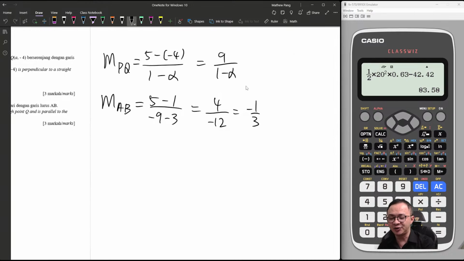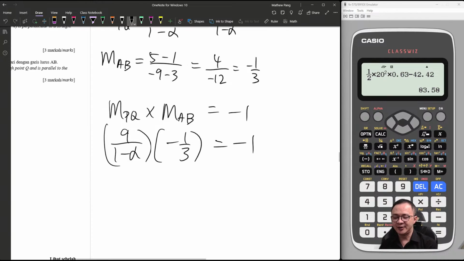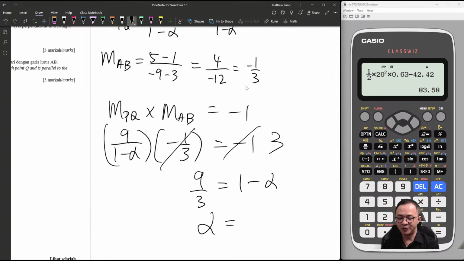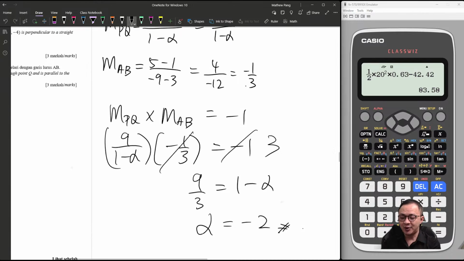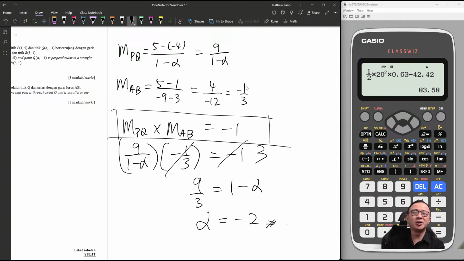Since they are perpendicular to each other, gradient PQ multiplied by gradient AB must equal negative 1. So this is 9 over 1 minus alpha multiplied by negative 1 over 3 equals negative 1. Then I move this to the other side, I get 3. So 9 divided by 3 equals 1 minus alpha. So alpha will equal 1 minus 3, negative 2. Done. Basically you need to memorize this formula, and you need to know the basic gradient formula. Then it should be fine.